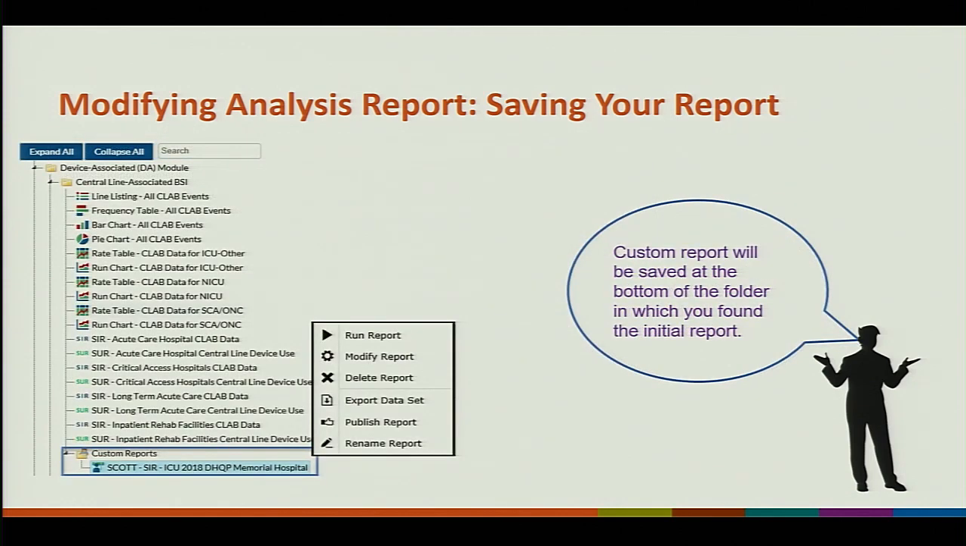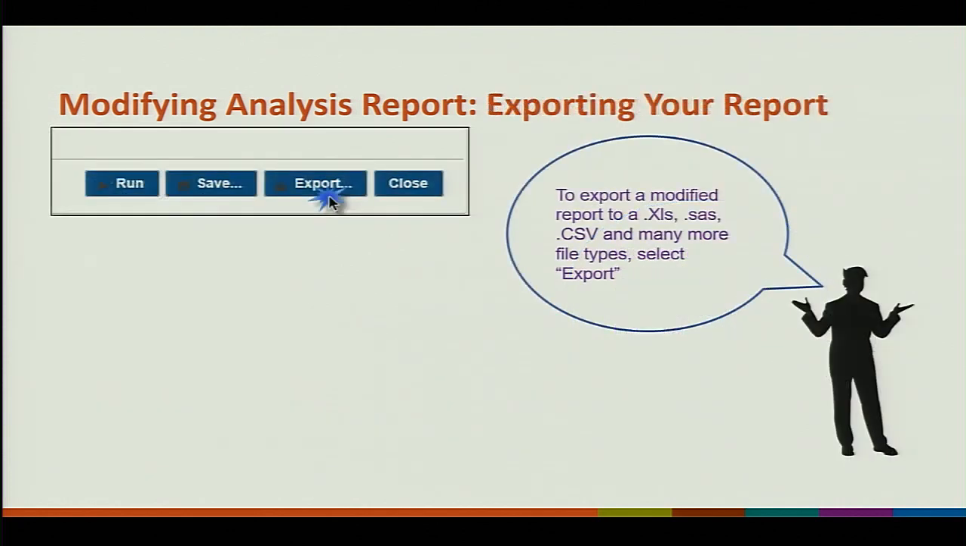And once you do that, that custom reports folder is going to be created at the bottom of the folder you first accessed to generate and modify the report. So I first used that SIR acute care hospitals for CLABSI data to modify and create this report, and I'm going to have to go back to this central line associated BSI folder to find my saved custom reports, and they'll be at the bottom there. So you can continue to edit, modify, delete. You can export that data in the future if you like. It'll be there for you.